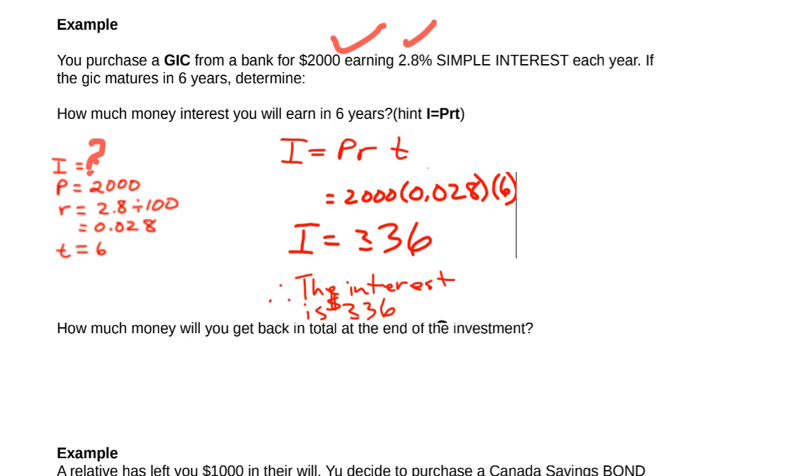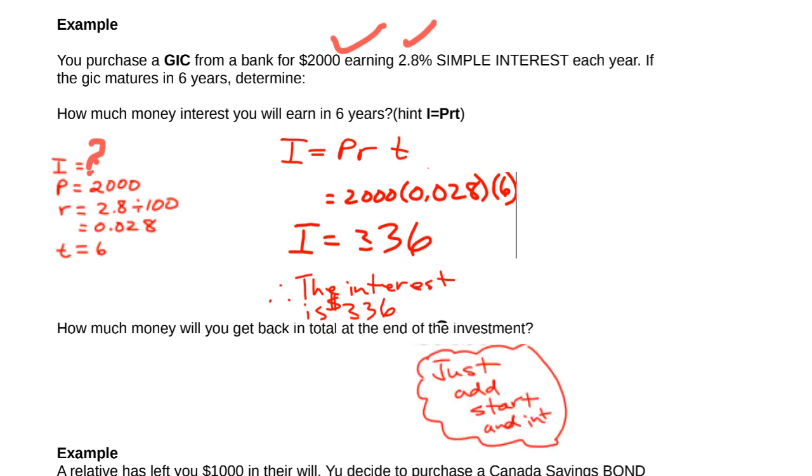In order to do that, all you got to do is just add the starting amount and the interest. In this case, the starting amount was our $2,000 that we had, and the interest we said was $336. So in math, we say the amount that we have at the end is equal to the principal plus the interest, which is the starting amount of 2,000 plus 336, which gives us a total amount of $2,336.